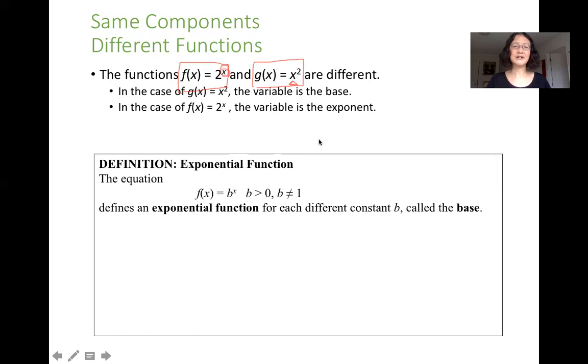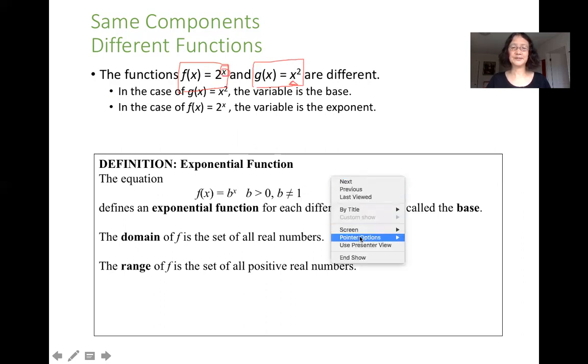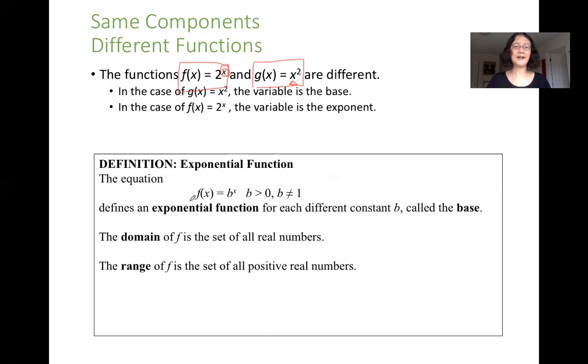So what is the definition of an exponential function? It is f(x) equal to base b raised to power x. We have a requirement for b: b greater than 0, b not equal to 1, and b is called the base. The domain of exponential functions is all real numbers. The range of exponential functions is all positive real numbers.